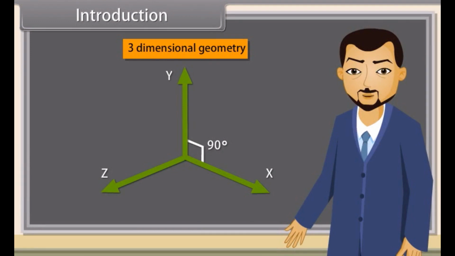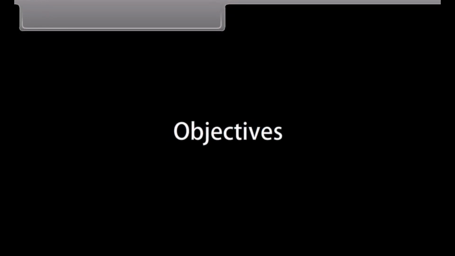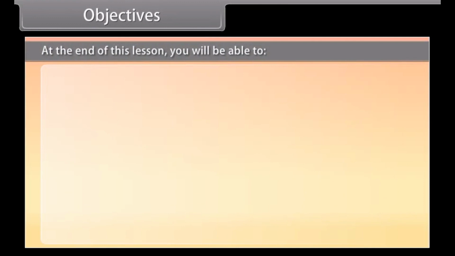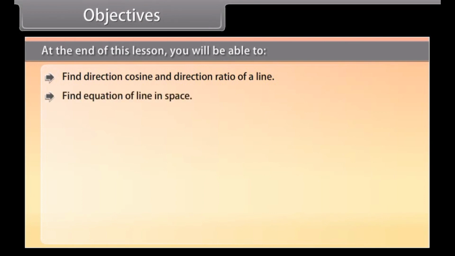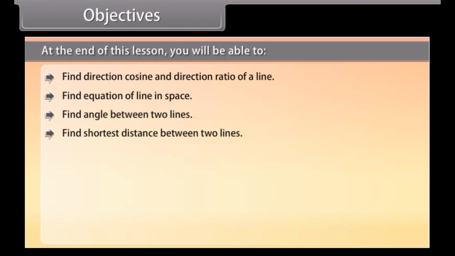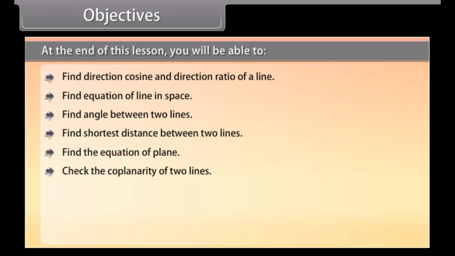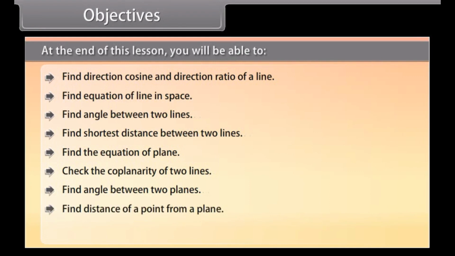In this lesson, you will learn three-dimensional geometry. Objectives. At the end of this lesson, you'll be able to find direction cosine and direction ratio of a line, find equation of line in space, find angle between two lines, find shortest distance between two lines, find the equation of a plane, check the coplanarity of two lines, find angle between two planes, find distance of a point from a plane, and find angle between a line and a plane.